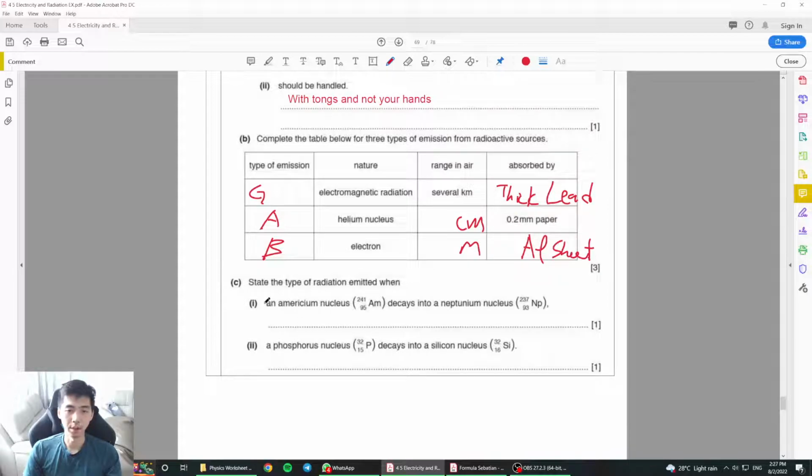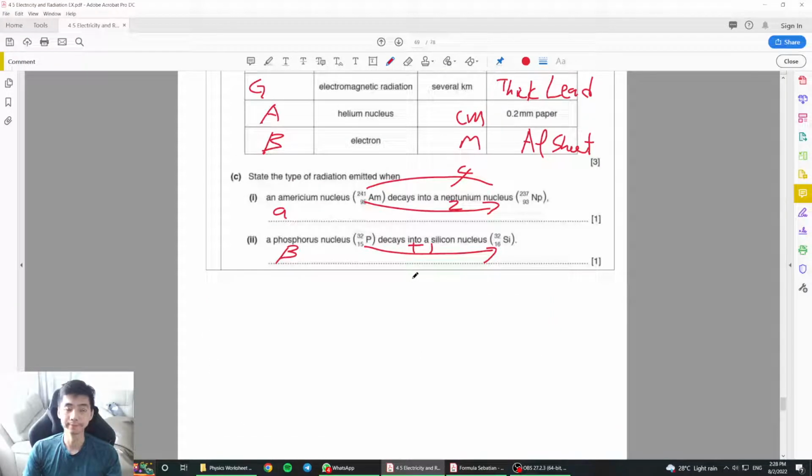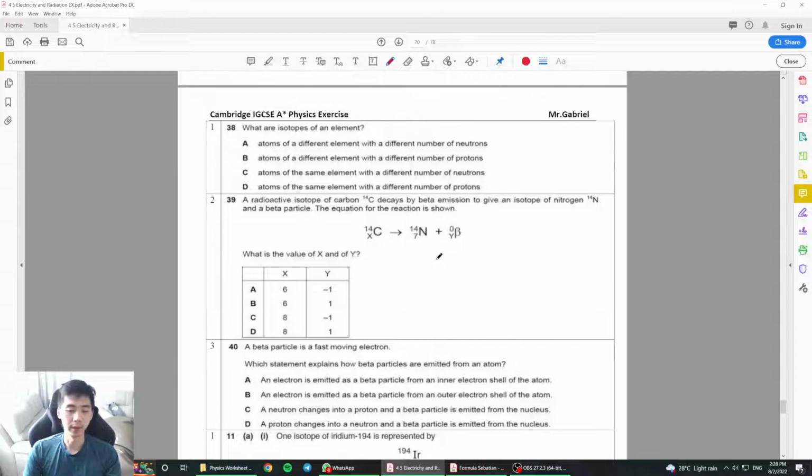State the type of radiation emitted when an americium nucleus decays into this thing here. There's obviously a difference of 4 and 2 here, right? So it's obviously alpha decay. A phosphorus nucleus decays from this into this. You can see that there's a clear +1 here, which is naturally a beta decay. You should know this by now. If not, you're in trouble. Okay, then after that, the next exercise here.